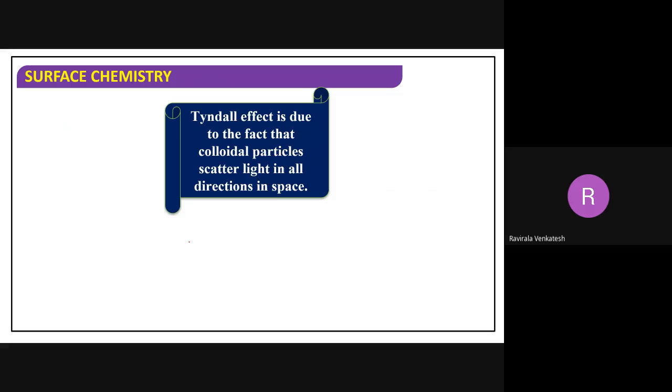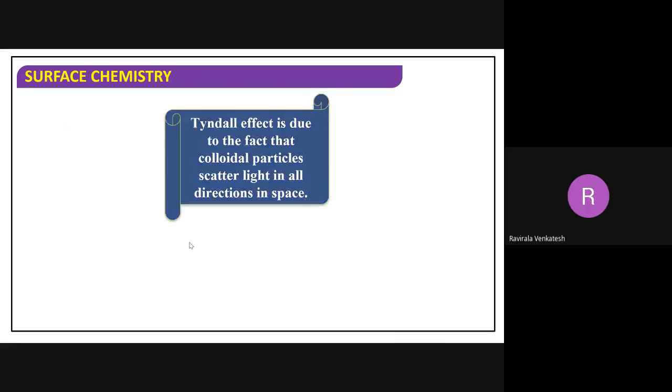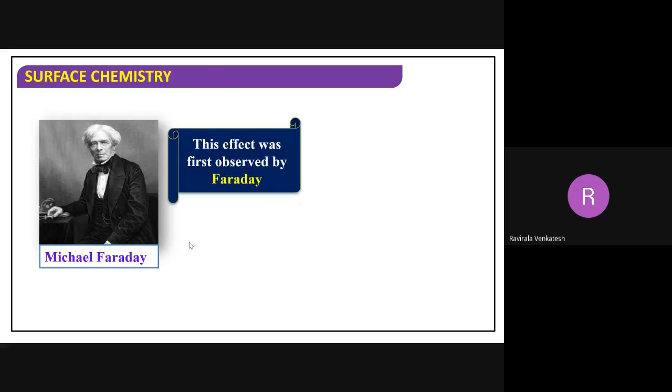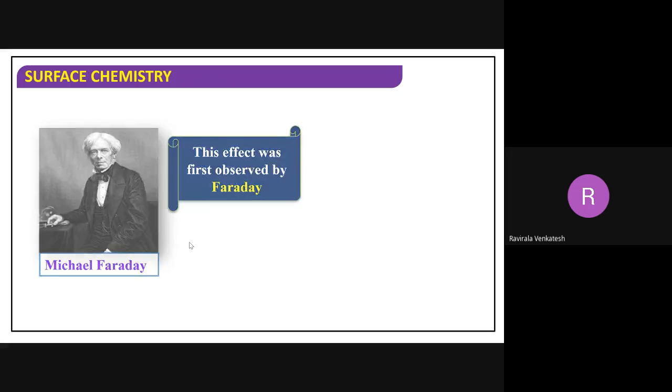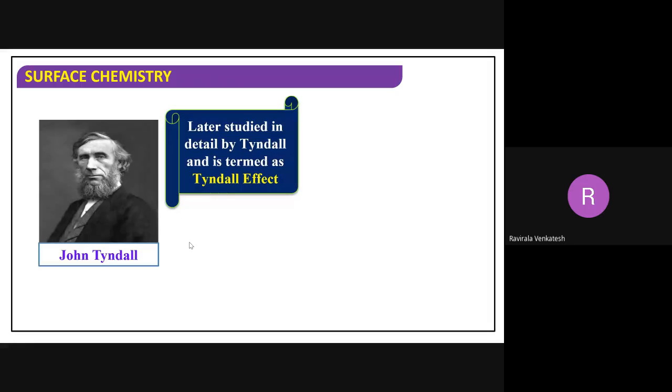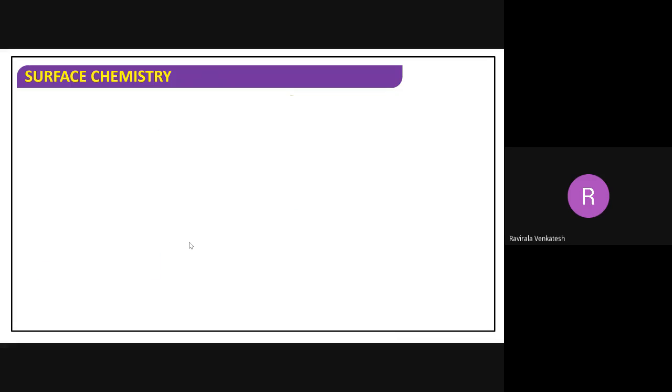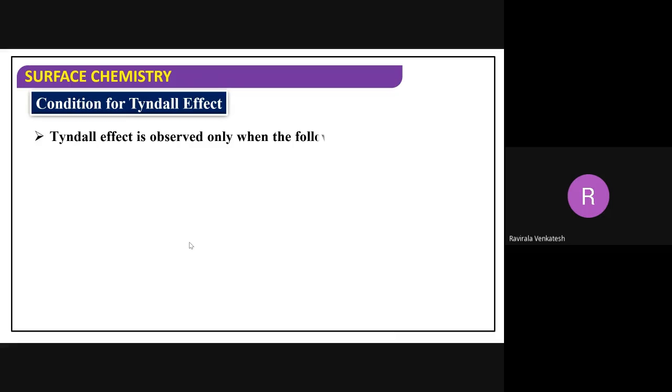The Tyndall effect is due to the fact that colloidal particles scatter the light in all directions in space. This effect was first observed by Faraday. Later it was developed and studied by Tyndall, therefore it is named the Tyndall effect. What conditions must we follow to exhibit the Tyndall effect? All colloids do not exhibit the Tyndall effect. What type of colloids do we have to consider?